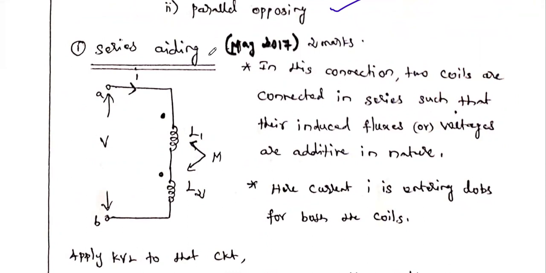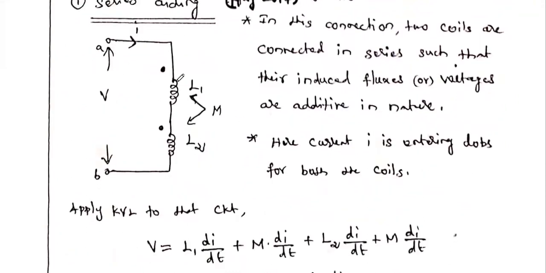First, you see this is the series aiding. This is a May 2017 2-mark question. Sometimes they may ask what is meant by series aiding, or ask a 2-mark problem related to it. Now you see the connection. Here the two inductors L1 and L2 are connected in series. The self inductance of the first inductor is L1, the self inductance of the second inductor is L2, and the mutual inductance between these two coils is indicated by M.